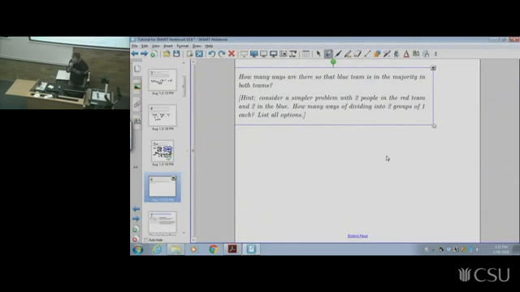Okay, so let's do a different one. So Hubert, we're not worrying about Hubert at this point in time, so we're just worrying about the team. So Hubert has to pick the teams. He's not going to try to make himself an advantage at this point in time. How many different ways are there so that blue is the majority in both teams? So again, we had 10 people all up, 6 blues, 4 reds.